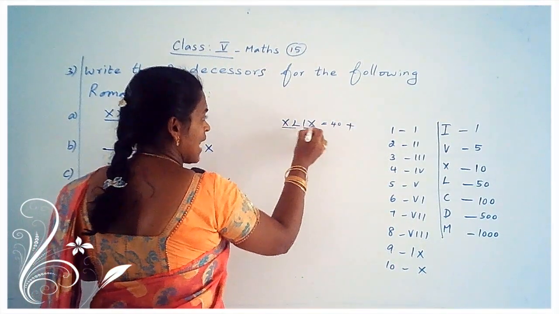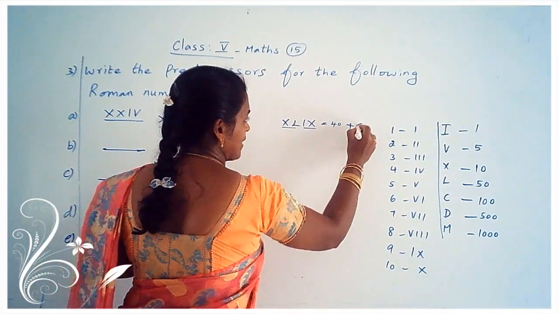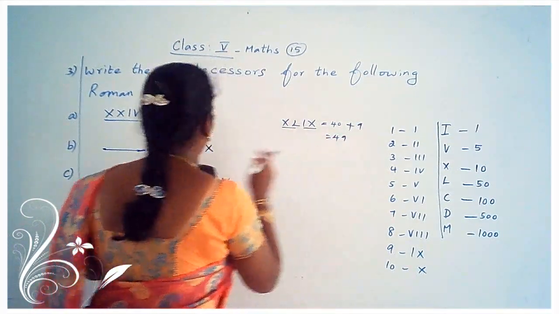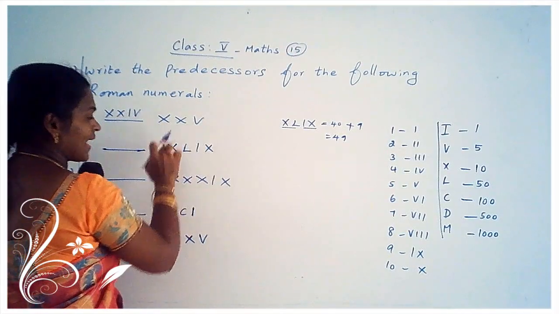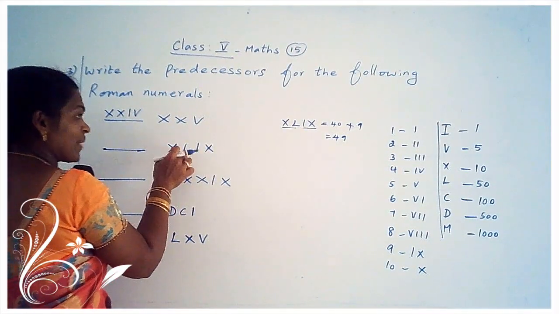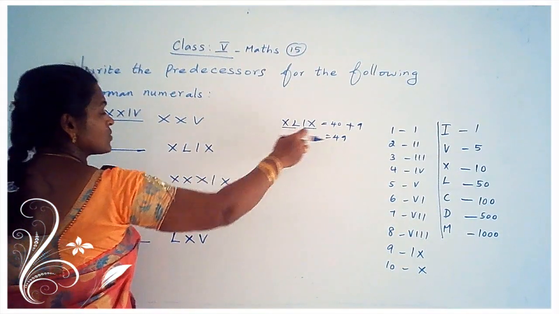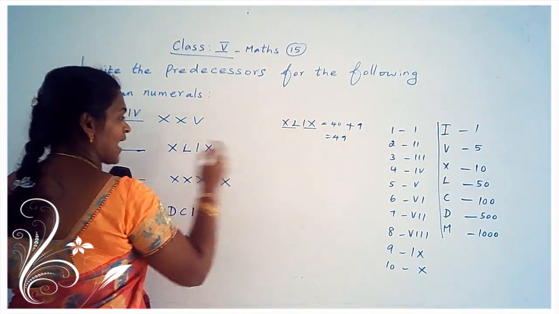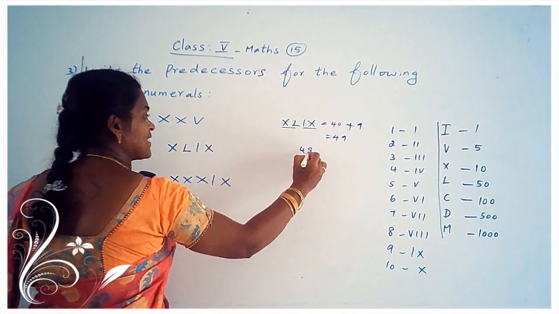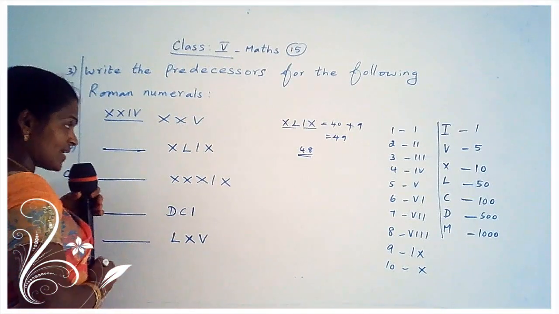Plus IX means 9, so your answer is 49. Here what is given? 49 is given. Now you find the predecessor of 49. So the predecessor of 49 is 48. Yes, children, your answer is 48.